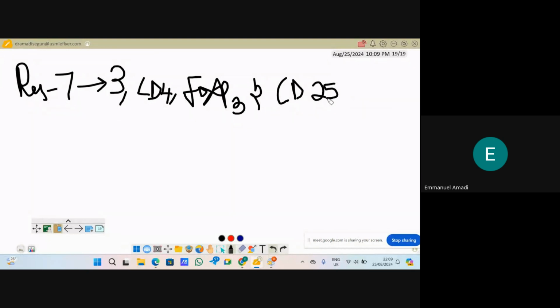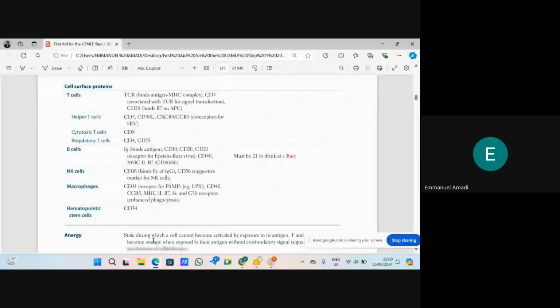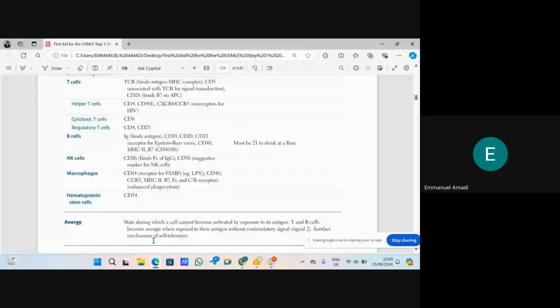Now, this is your T cells settled. Remember the things I told you: your B cells have CD receptors that are usually above 10. So CD19, CD20, CD21. We can have the conversation at the level of the literature now because we've tied the difficult ones. So your B cells will have CD19, CD20, CD21. CD21 is a receptor for Epstein-Barr virus.